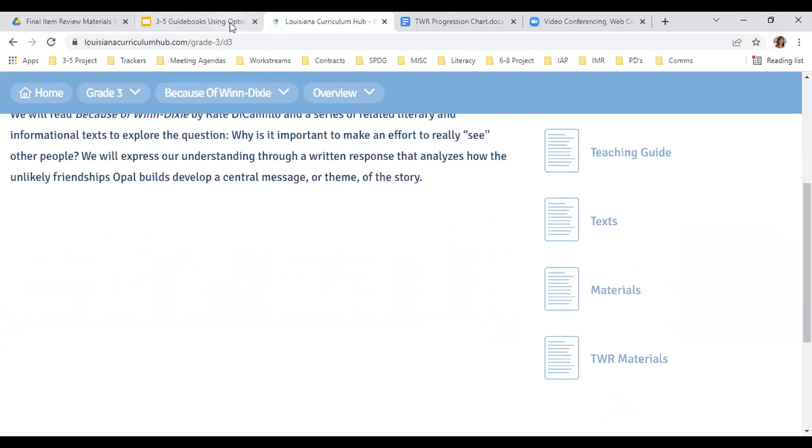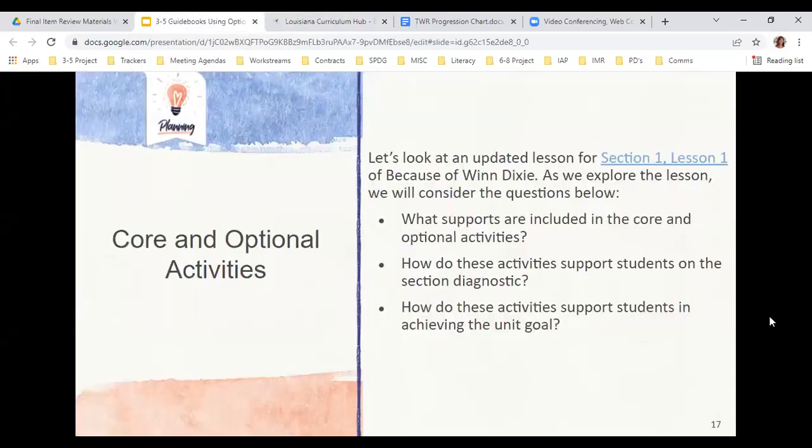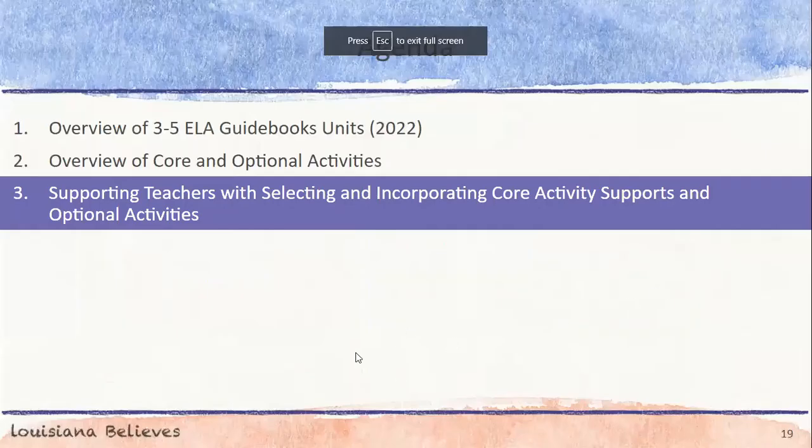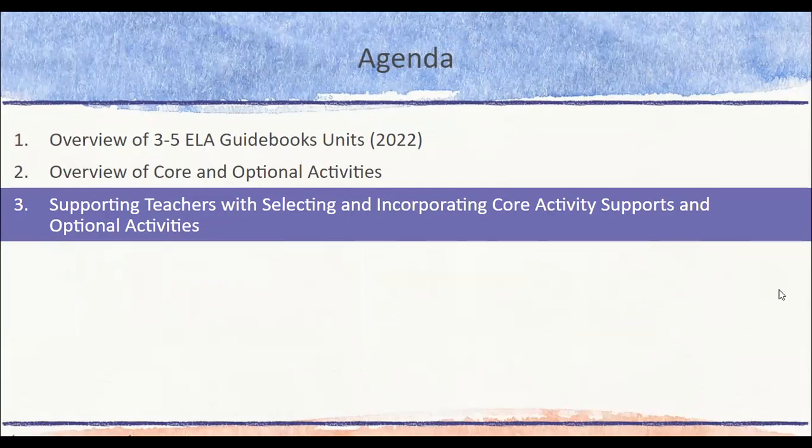All right, if you have any other questions, please continue to put them in the chat, and Kenna or Tara will be happy to answer those as we continue on with the next part of our session. The next part of our session is going to focus on supporting teachers with selecting and incorporating core activity supports and optional activities.